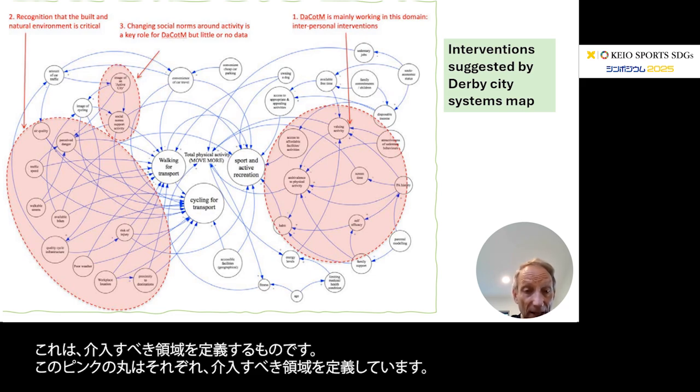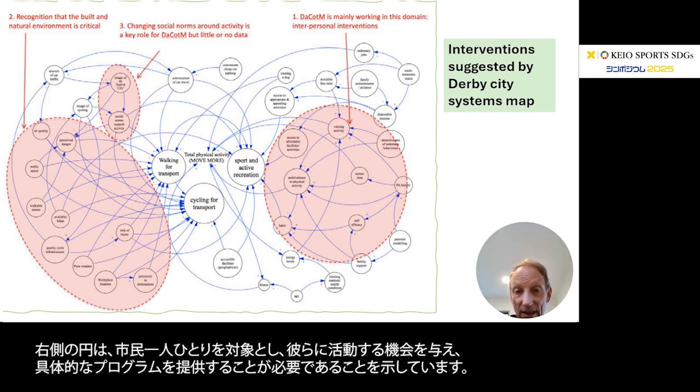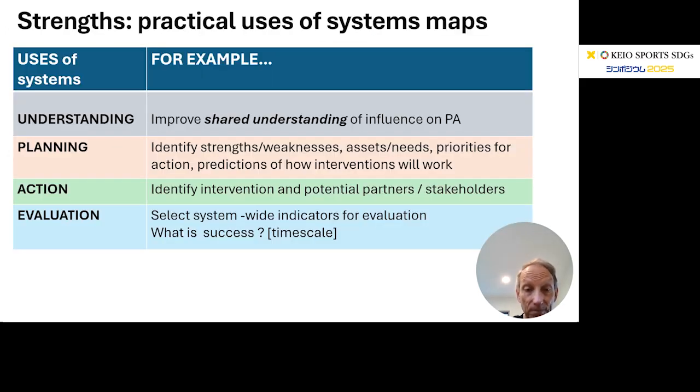The one on the left encourages built and natural environment interventions. The small one at the top encourages changes to social norms, how people think about physical activity. And the one on the right says we've got to have something that targets individual citizens and gives them opportunities to be active and targets them with specific programs. So the interventions were suggested by the systems mapping process, which were then implemented by the municipality.